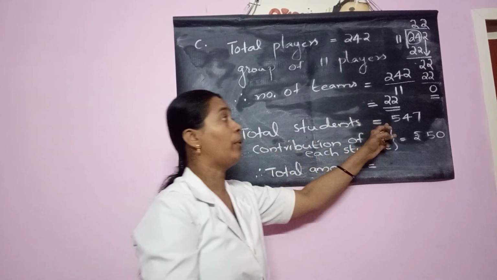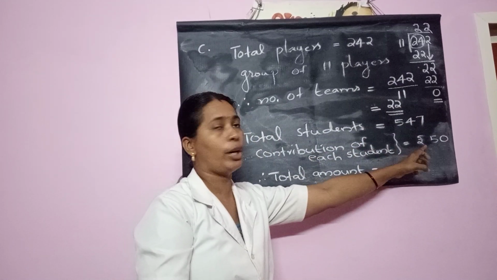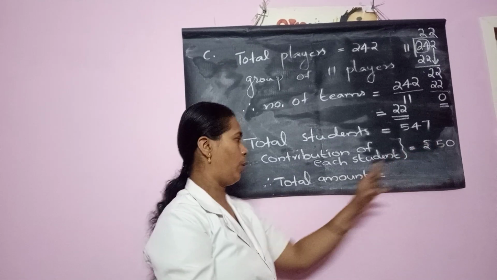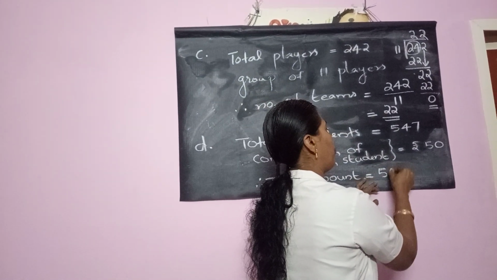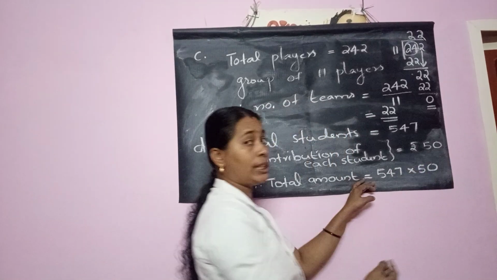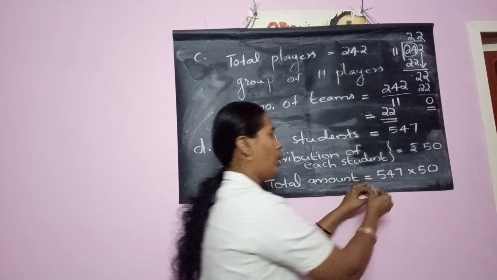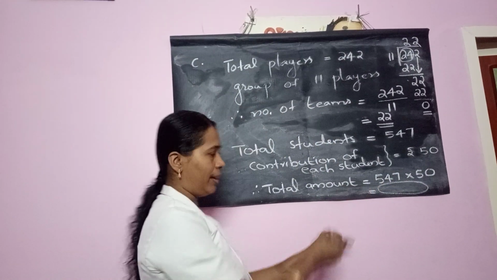Similarly, here 547 students are there. And how many rupees they need to contribute? 50 rupees need to contribute. So total amount is very easy. 547 into 50. Multiplication of 2-digit number you have studied. So try yourself and get the answer in this box. Okay.